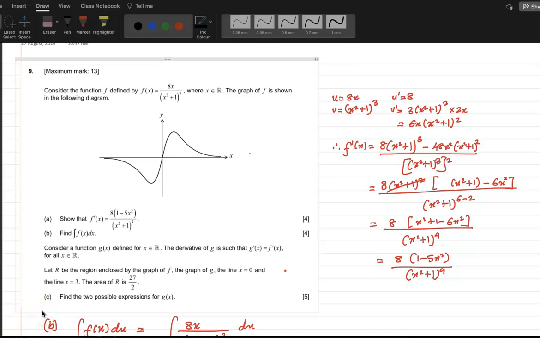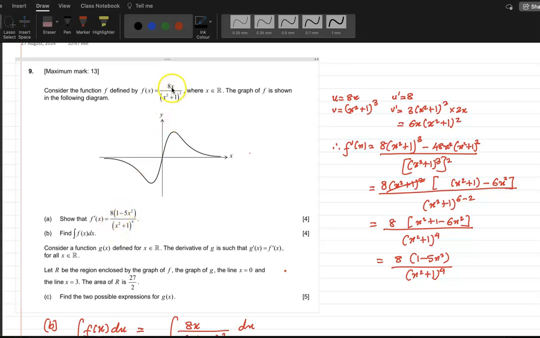This is a very important video that appeared in the IB paper about integration and calculus. It's a 13-mark question. So consider a function f(x) is equal to 8x upon (x² + 1) the whole cubed. The graph of f has been shown over here. Show that f'(x) is given by this.